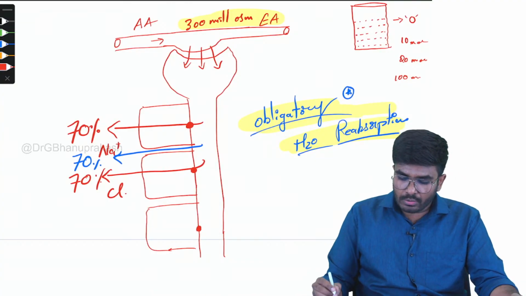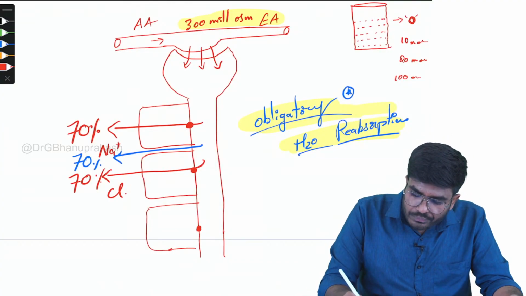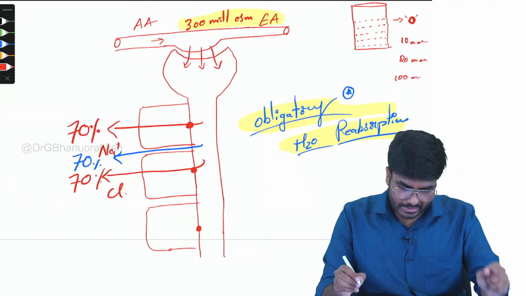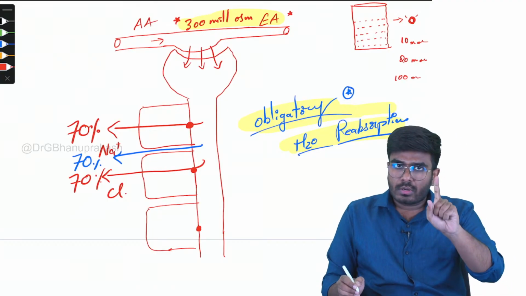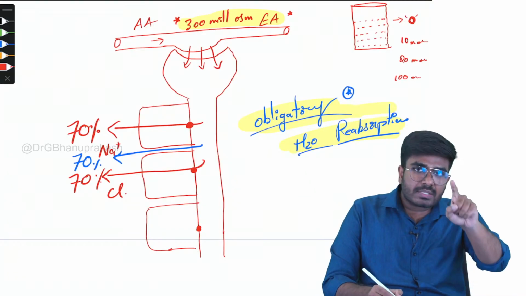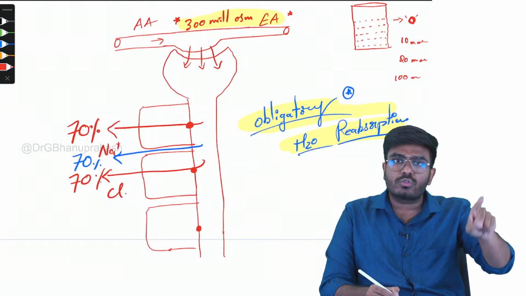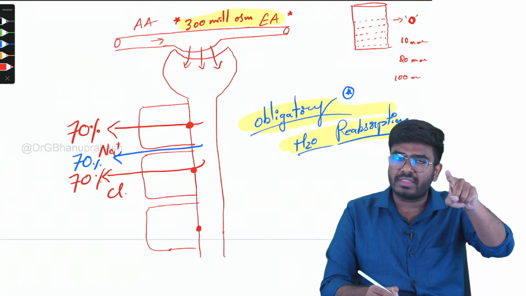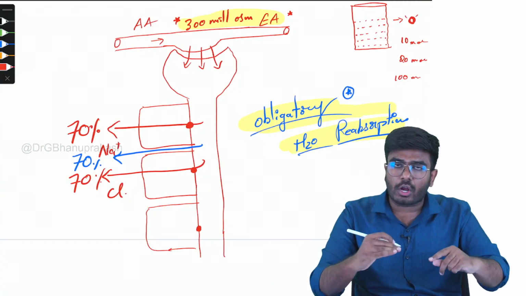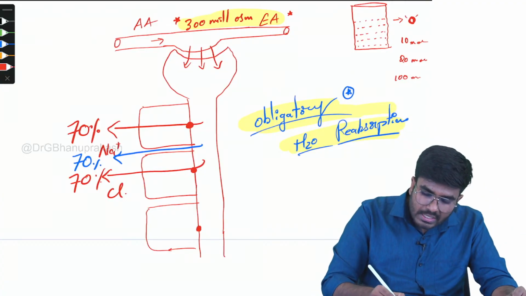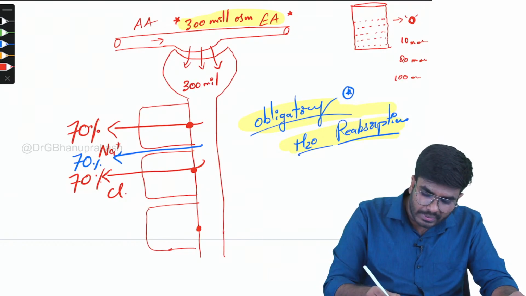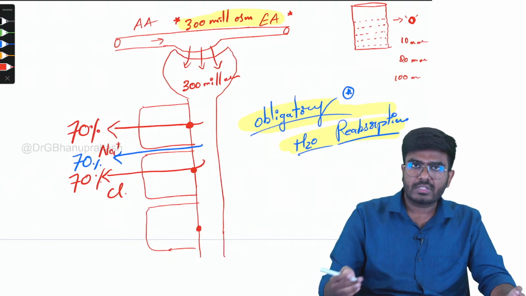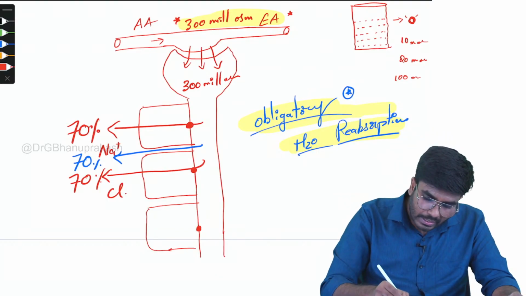Now, osmolarity of pure water is 0. Normal blood osmolarity is 300 milliosmoles. Now my question is, plasma is getting filtered, plasma along with sodium, potassium, magnesium, calcium, everything. Plasma is getting filtered or not? Yes, it's getting filtered, sir. So what is the osmolarity of the fluid in Bowman's capsule? Same. 300 milliosmoles. Same plasma is getting filtered.